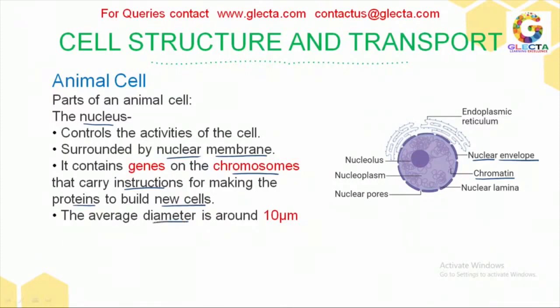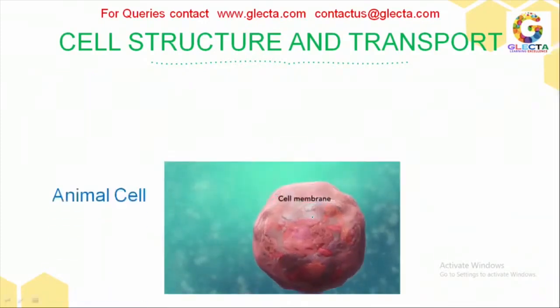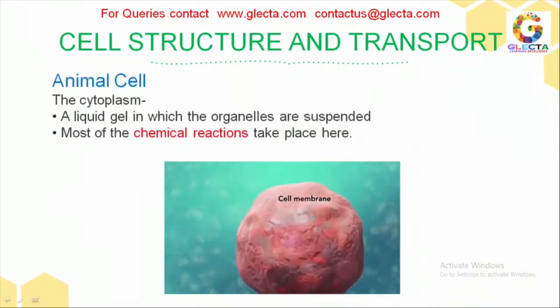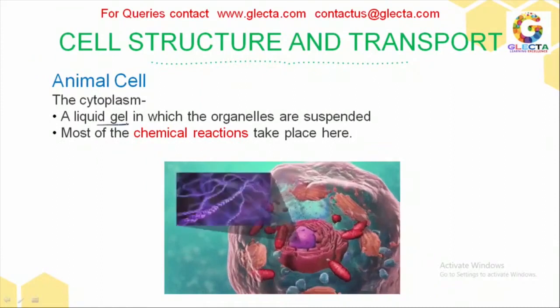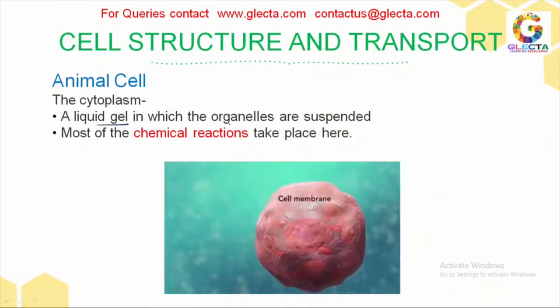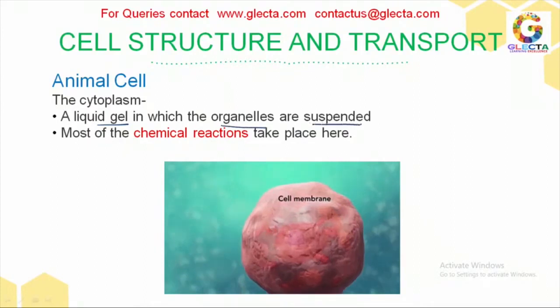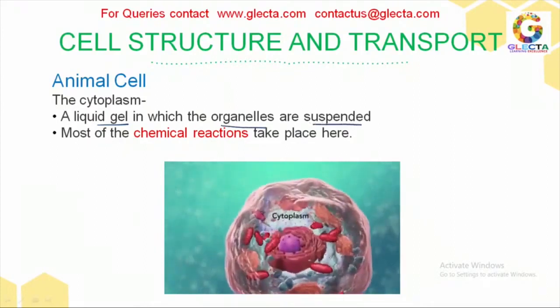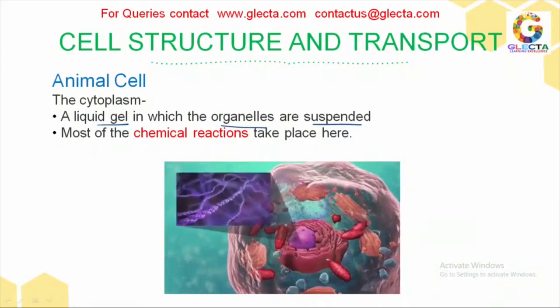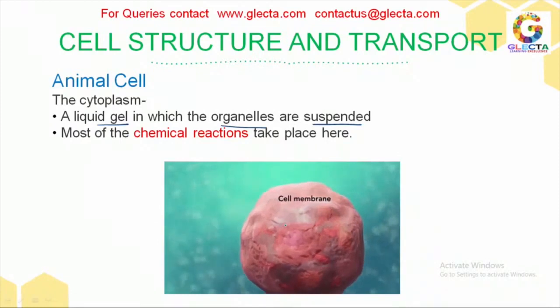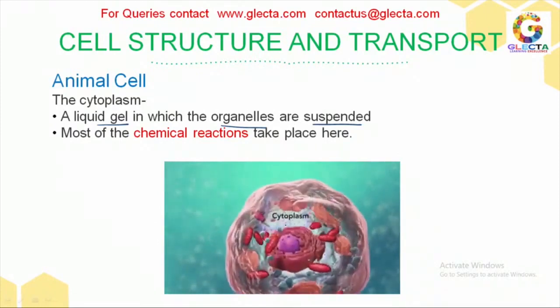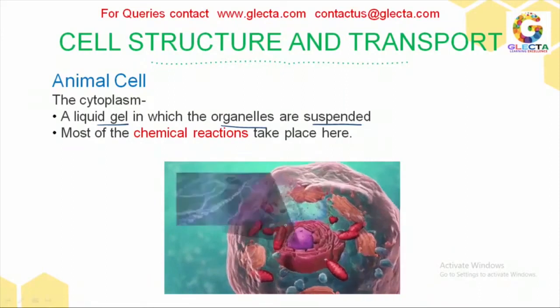The average diameter of the nucleus of an animal cell is around 10 micrometers. The next structure that you need to know about is the cytoplasm of the cell. The cytoplasm is the gel that you see inside the cell. It has all the organelles suspended in it. If you look at the GIF, you can see the cytoplasm is the transparent part, while your organelles are the colorful part.